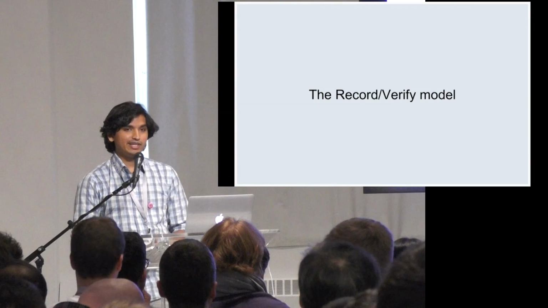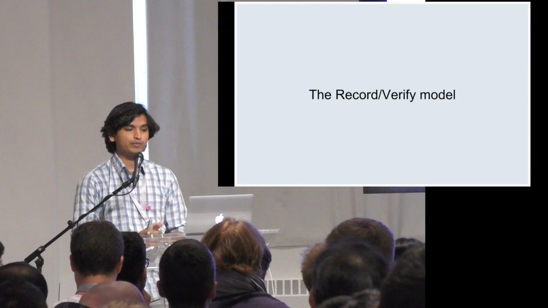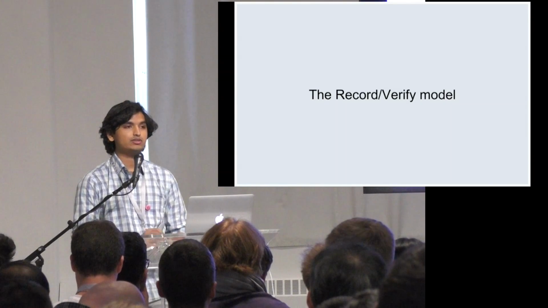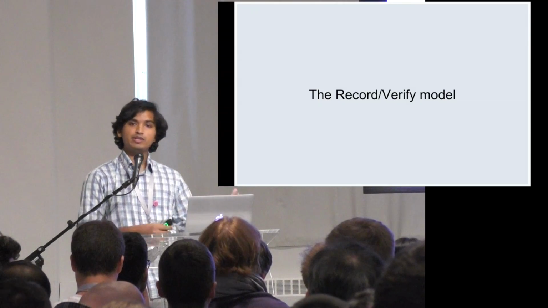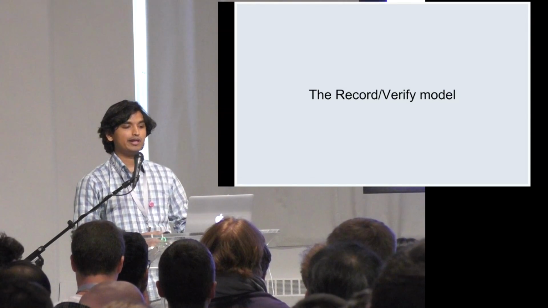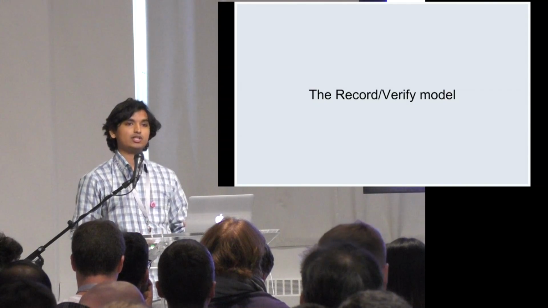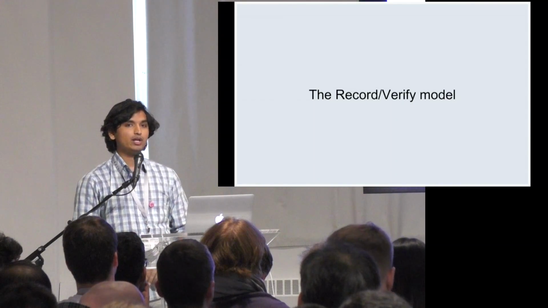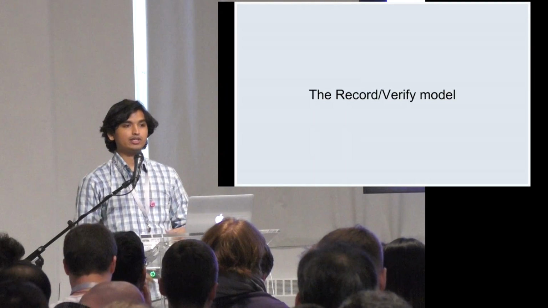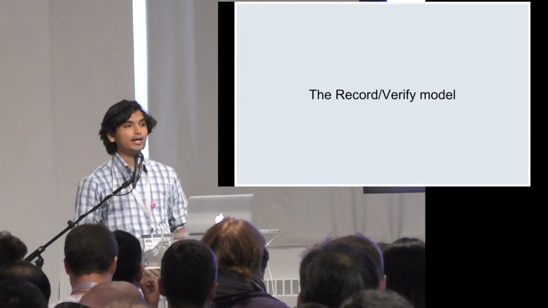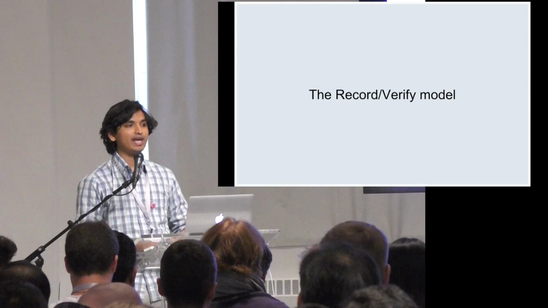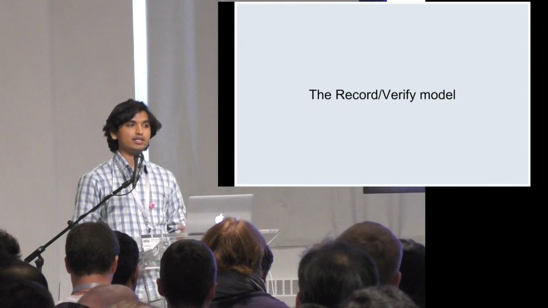The first model is really very simple. It's just the record and verify model, where you just record. So the first time somebody creates the screenshots, they run the test in a record mode, which generates all the screenshots and stores your screenshots in the repository. And now anytime somebody else runs the test, or the continuous integration runs the test, it's just going to run it in verify mode, and if the images don't match, it throws an exception.